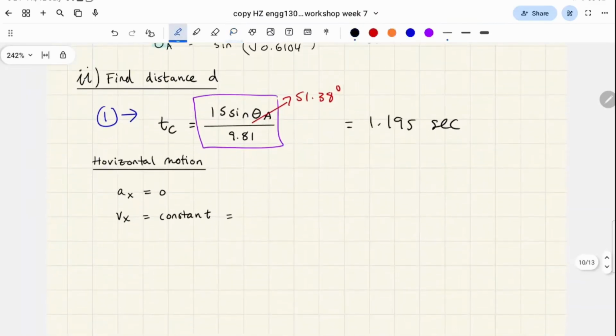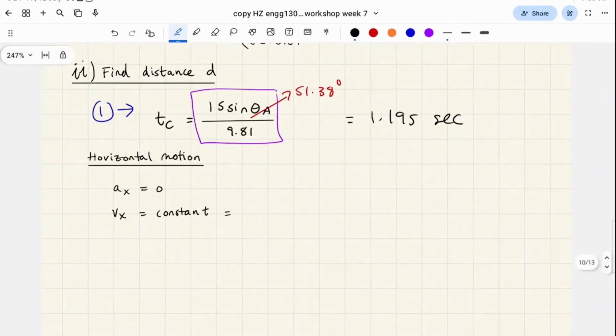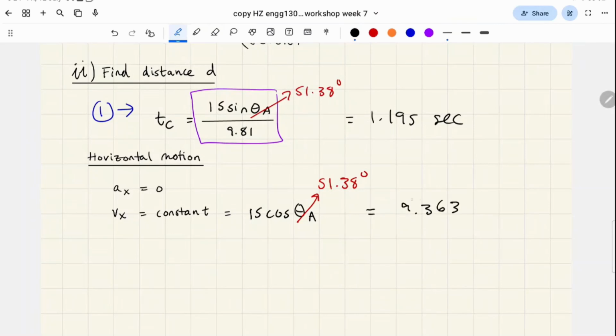Okay, so that's vertical motion. Vertical motion is the hard part. Horizontal motion is pretty trivial. Basically, the velocity in the x direction is constant, and we remember it's just equal to that initial component the entire time. Which now we know was a function of some unknown angle, and since we know the angle now, we can plug it in and get 9.363 meters per second.